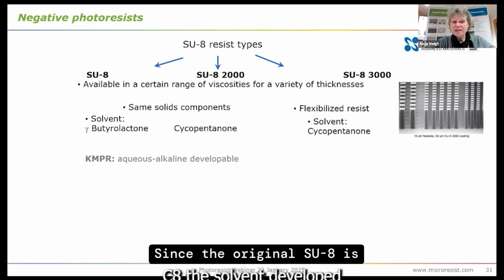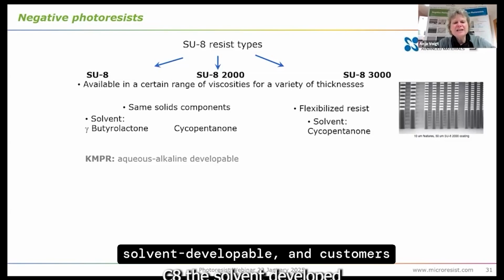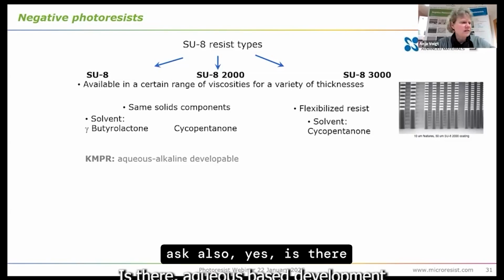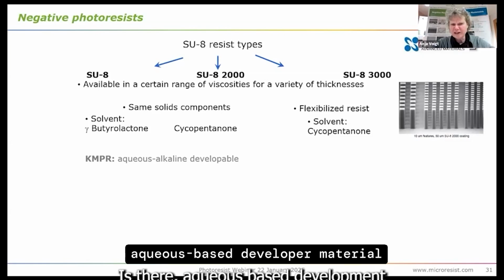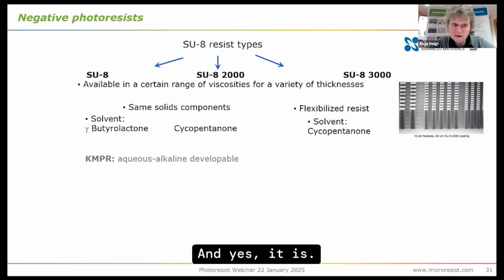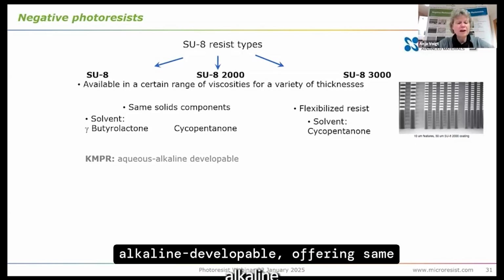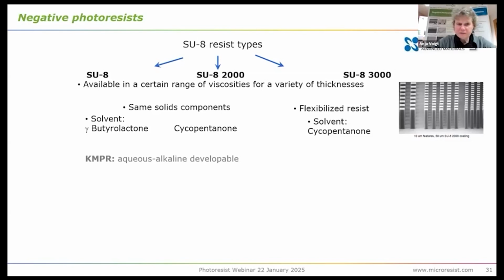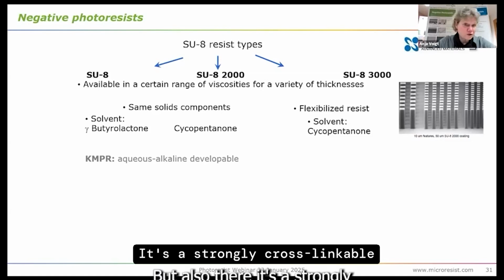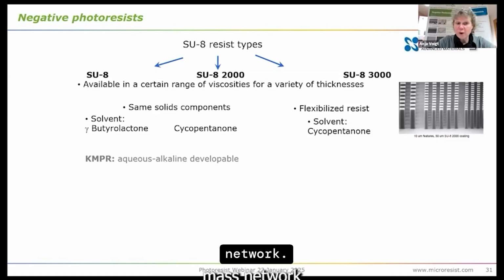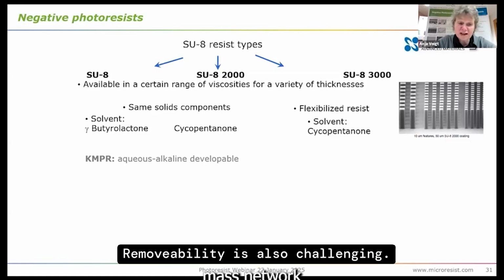Since the original SU8 is solvent developable, customers also asked, is there an aqueous-based developable material available? And yes, there is. The KMPR photoresist is aqueous alkaline developable, offering the same mechanical and chemical stability as the original SU8. But it's also a strongly cross-linkable network, so removability is also challenging.